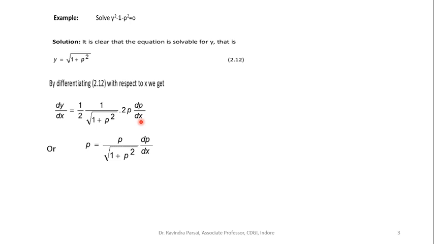Or this equation can be written as p equal to, because we know that dy by dx equal to p, the 2 gets cancelled, p upon under root of 1 plus p square of dp by dx. Or you can write it in variable separable form, or simply in this pattern by taking p as common, p into 1 minus 1 upon under root of 1 plus p square of dp by dx equal to 0. Call it equation number 2.13.